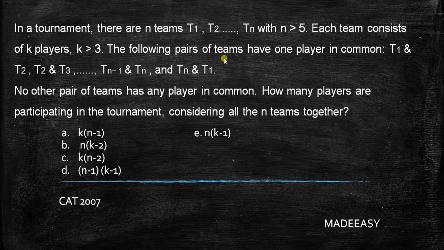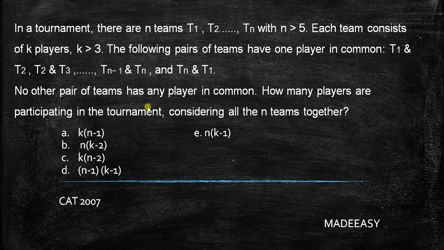The following pairs of teams have one player in common. This means if team 1 has a player, then the same player is in team 2. If team 2 has a player, then the same player is in team 3. Like this, if the last team has one player, the same player is in the first team. So in all these teams there is one player common. No other pairs of teams has any player in common. How many players are participating in the tournament, considering all the n teams together?